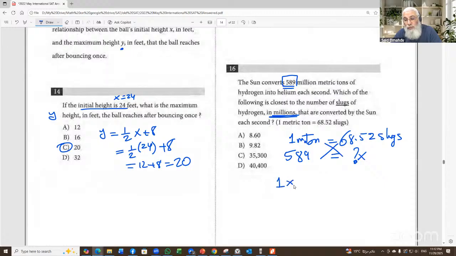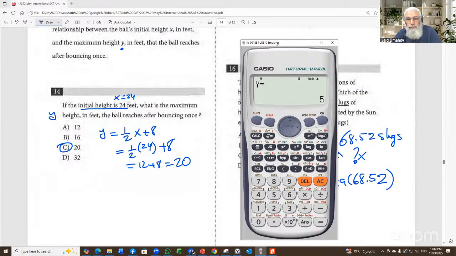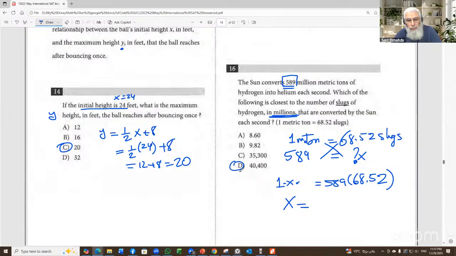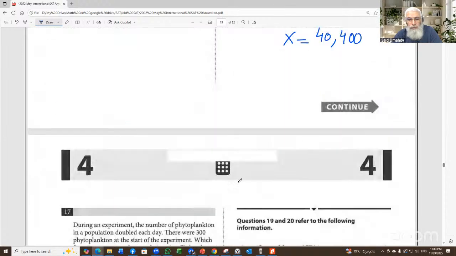So x multiplied by 1 is equal to 589 multiplied by 68.52. So x is equal to, using the calculator, 589 times 68.52. This number is 40,400. And this number is in millions. So this is the answer.